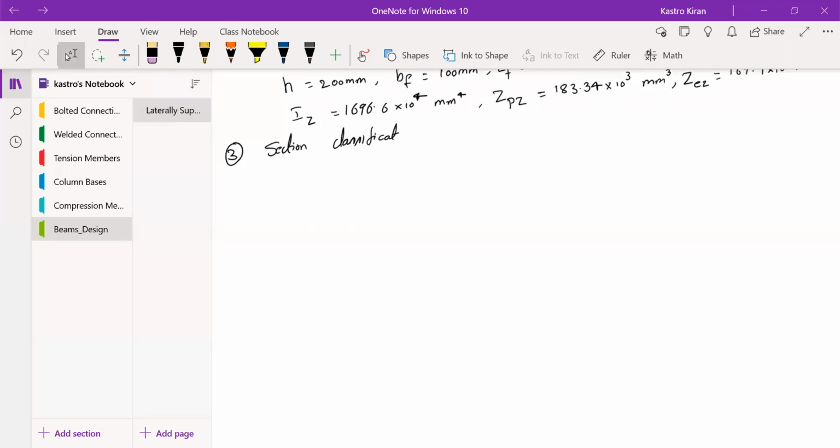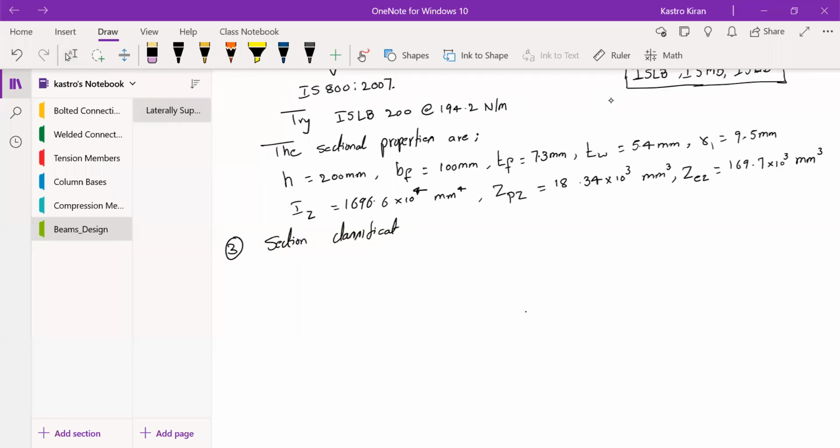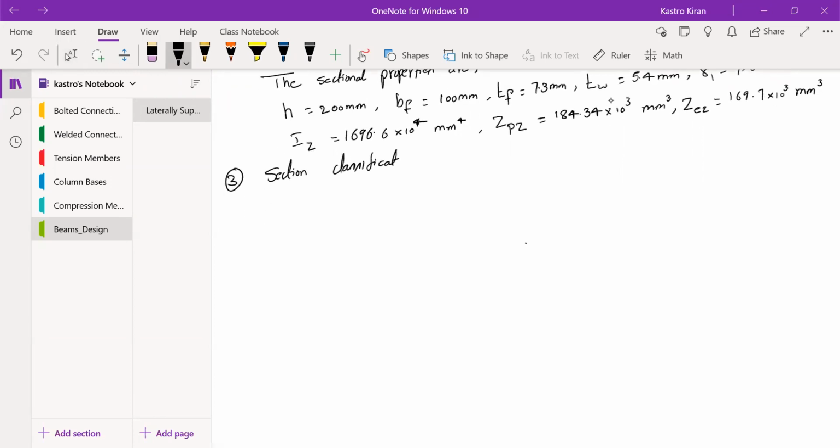Sir, plastic modulus is 184.34, sir. 184 point. Okay, it is 184. Okay, fine. So the next step is section classification.